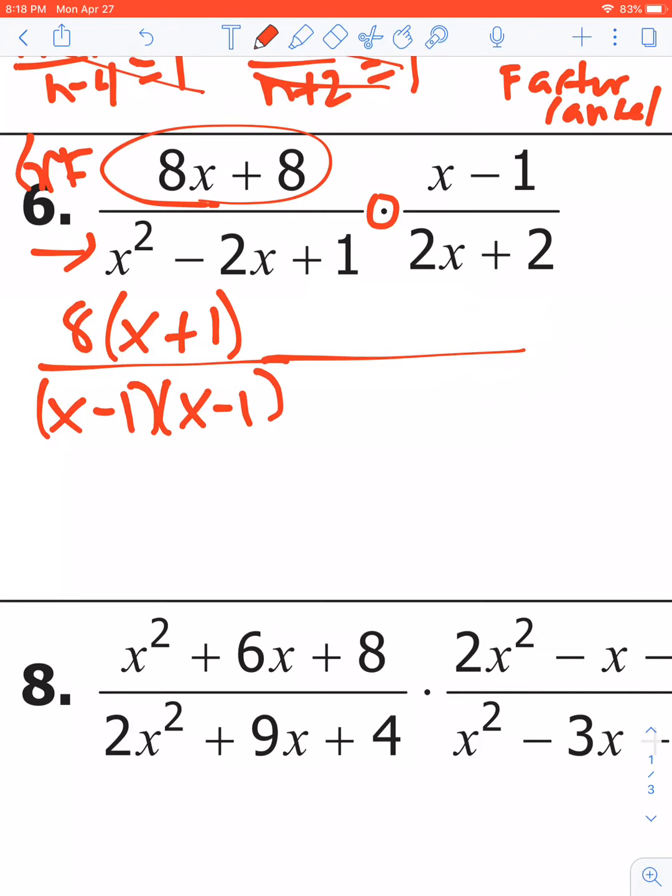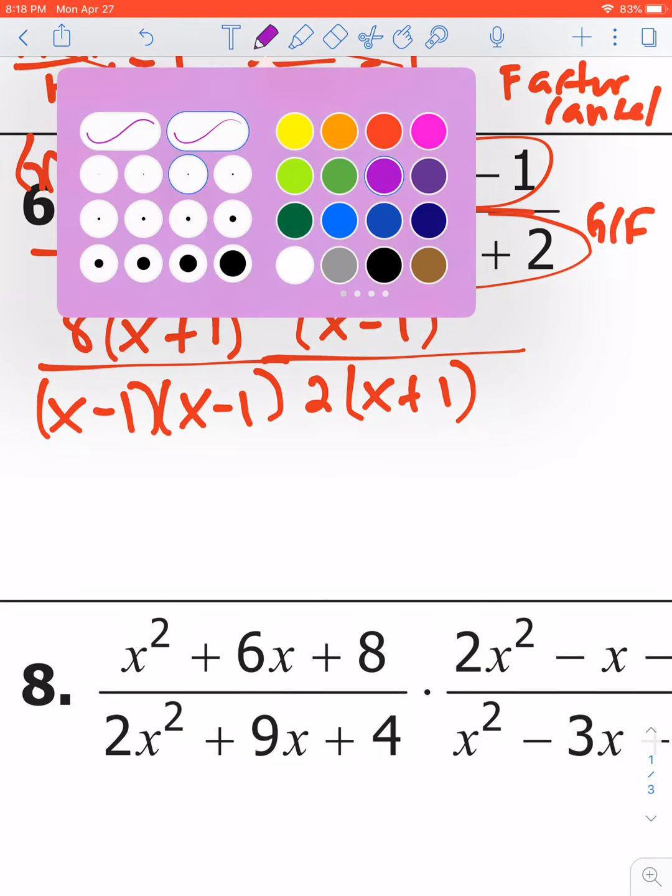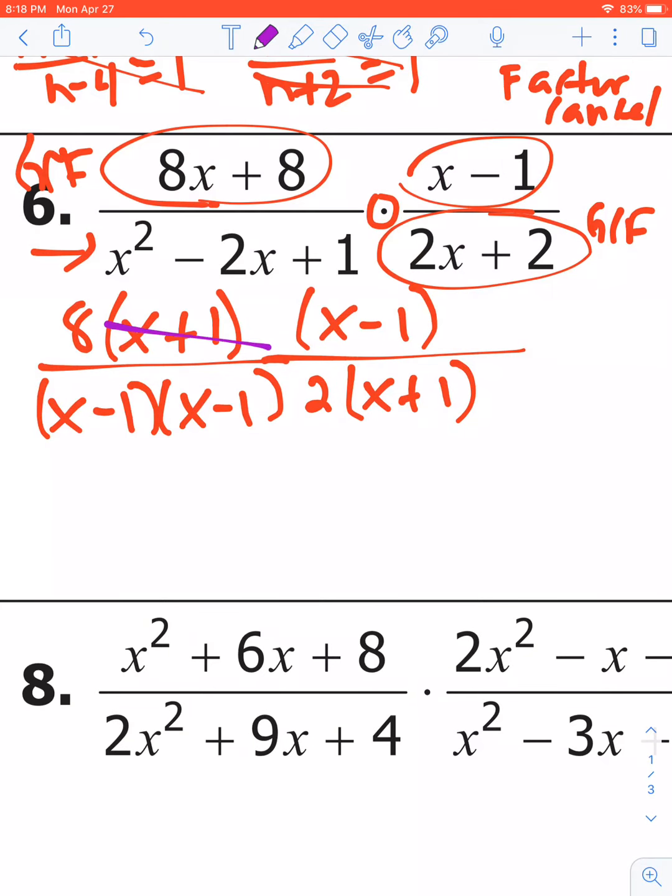Next, I'm just going to keep this as one fraction. X minus 1 does not factor. And in 2x plus 2, that is a GCF. I can take out a 2 and I'm left with an x plus 1. So now I can cancel. The x plus 1 will cancel out an x plus 1. X minus 1 cancels out an x minus 1.